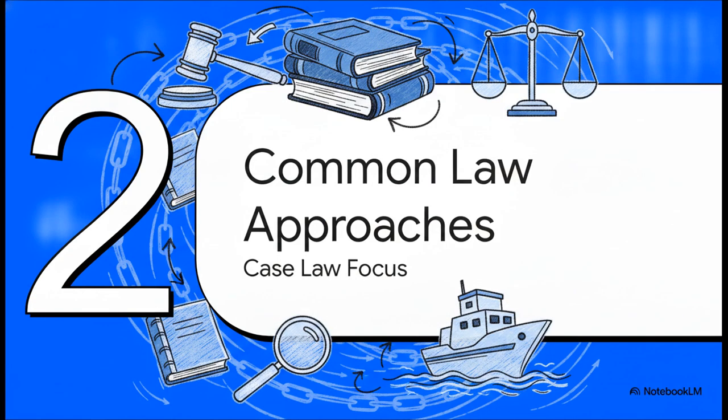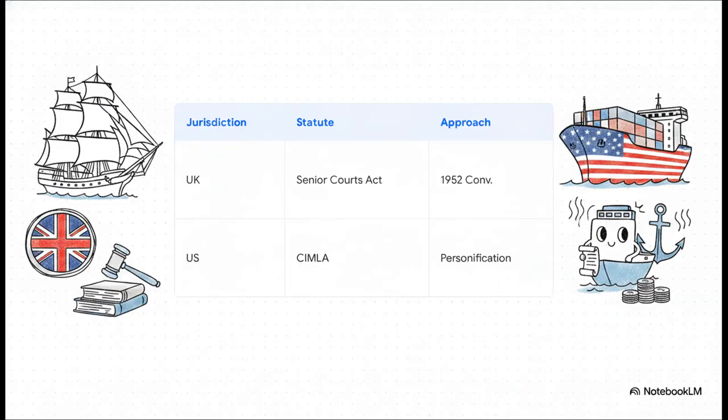Which brings us to Section 2, Common Law Jurisdictional Approaches, with a focus on case law. There is a deep, fascinating contrast in how common law giants handle ship arrests. The United Kingdom governs this via the Senior Courts Act 1981, which actually directly implements the 1952 Convention into its own domestic law. The UK Admiralty Court handles what are called in rem actions. In rem literally translates to against the thing, meaning the lawsuit is filed directly against the physical property of the ship itself, not the owner.